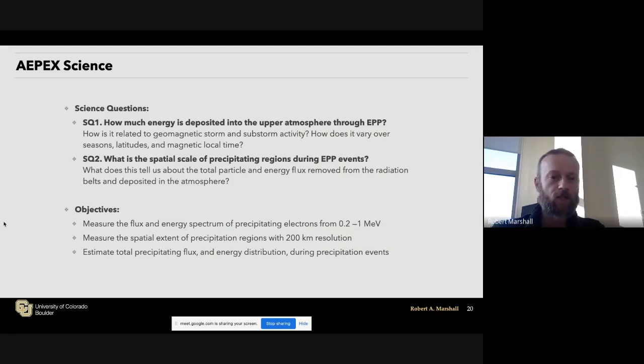So the way we're going to do this on APEX is to measure the flux and spectrum of precipitating electrons, as well as measure the spatial extent of these precipitation regions with roughly 200-kilometer resolution. And I'll show you how we're going to do that.